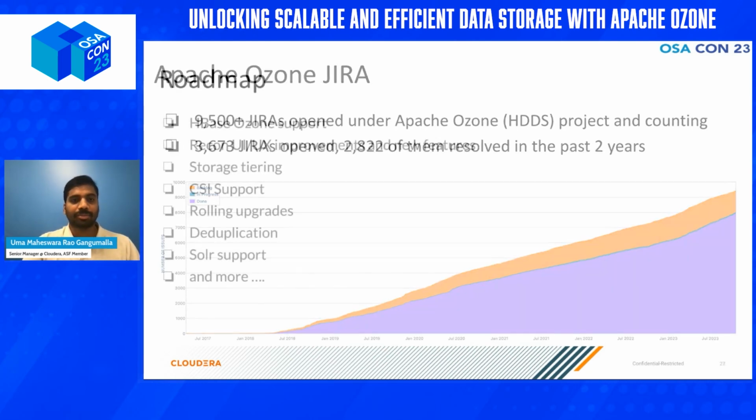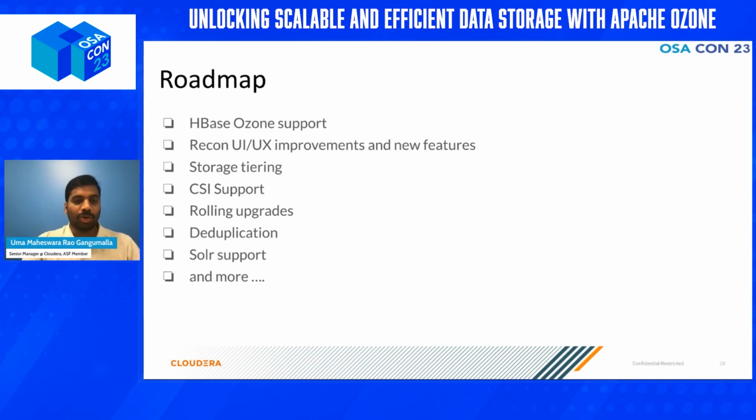And if you look at our roadmap, by the API semantics a key is not visible until commit, right? But HBase kind of projects need to read even before closing the file or key. So support for that is being worked on. That's in our roadmap, and we are actively working on it. We also provide a lot of improvements for Recon for the users, and data storage tiering, CSI support, rolling upgrades, deduplication, Solr support, and many more is coming in as part of our community activity.